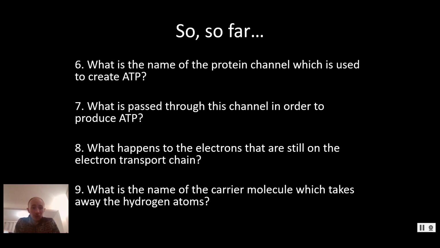So the protein channel that's used to create ATP is called ATP synthase. Hydrogen ions pass through this to produce ATP. Electrons that are still on the electron transport chain get attached to hydrogen ions to make hydrogen atoms. And NADP is the carrier molecule that carries away the hydrogen atoms.